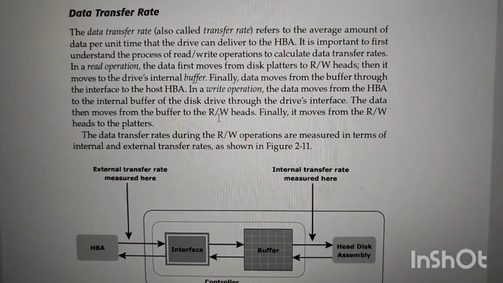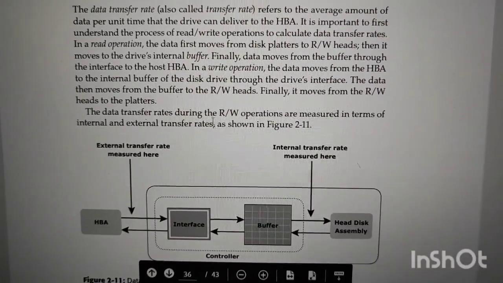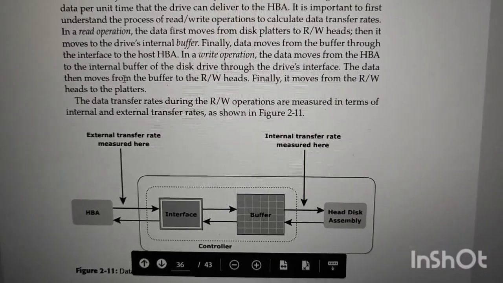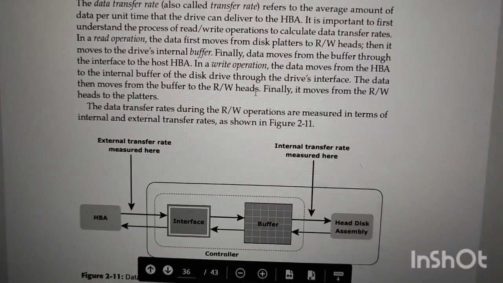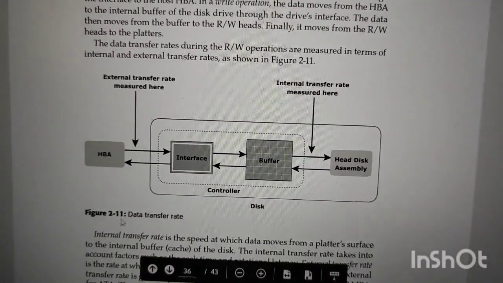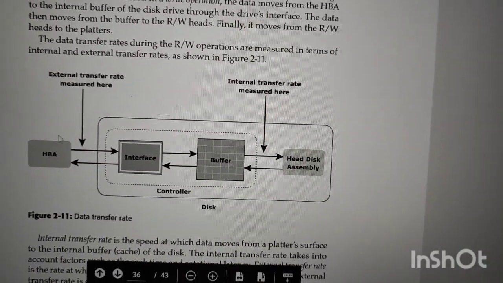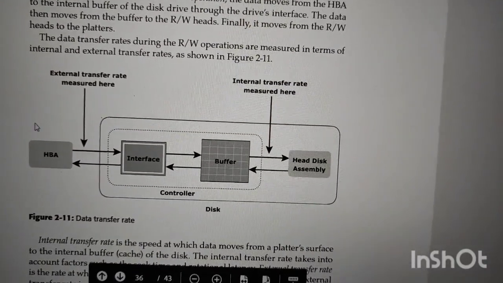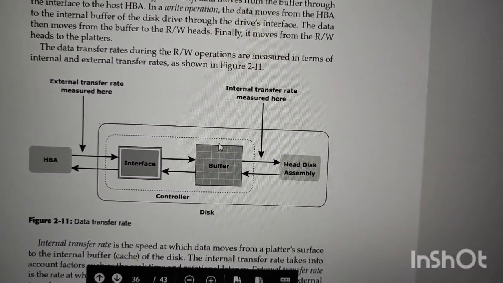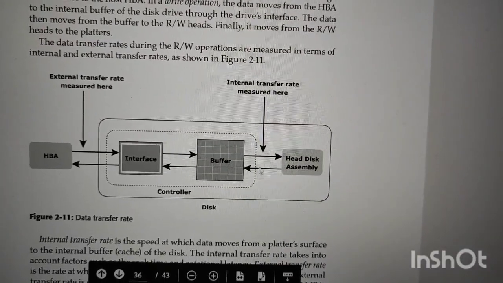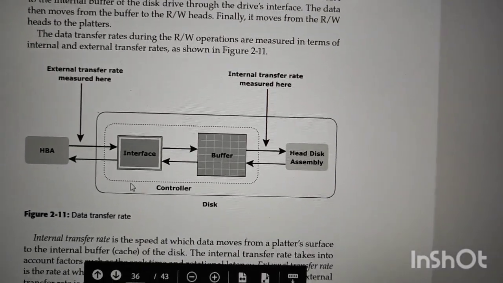In the write operation, the data moves from the HBA to the internal buffer, and then it moves to the read write heads. Finally it has to move to the platter. So you have an interface, you have a buffer, and it's called data transfer rate, right? You have an HBA outside and you have a head disk assembly. So you have an external transfer rate, which is measured outside, and an internal transfer rate that is measured for the head disk assembly, and then you have a controller which has your interface and buffer.